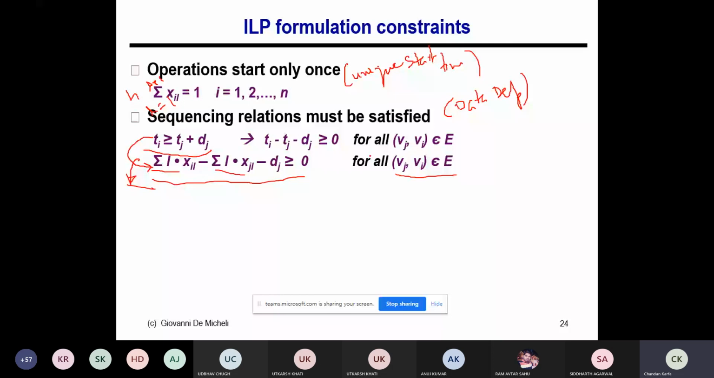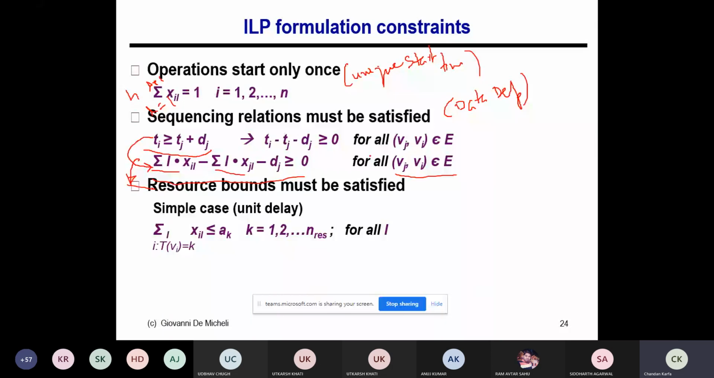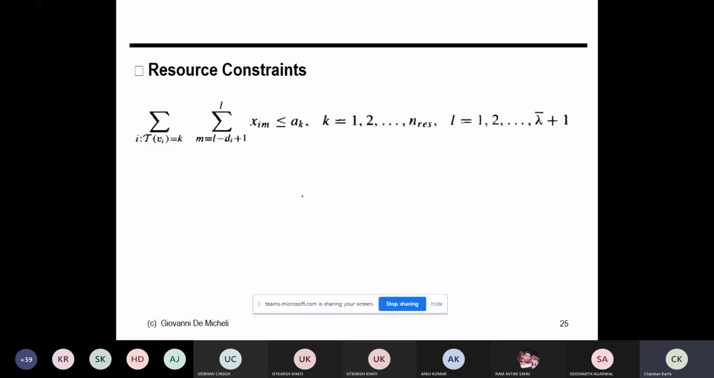And the third constraint is the resource bound. I have already explained this in the last class, but let me explain again. a_k is the resource bound, so that at every timestamp I can utilize at most a_k resources of type k. The resources can be of n resource types, right? So how can I identify which operations are active at a particular time step l? That can be done very easily. I can explain again what I covered in the last class.